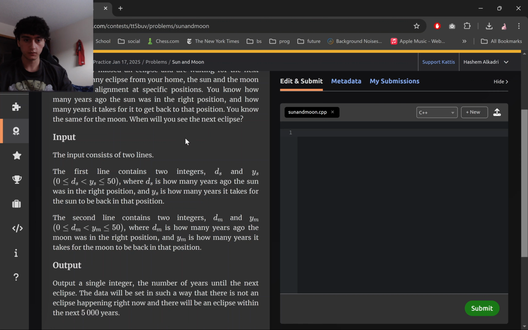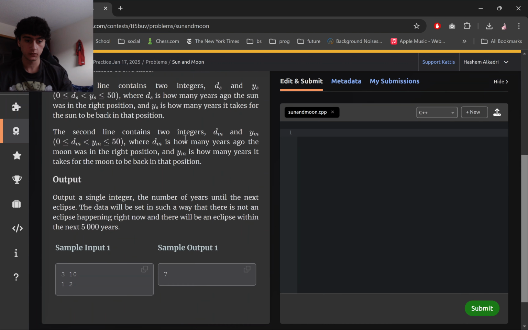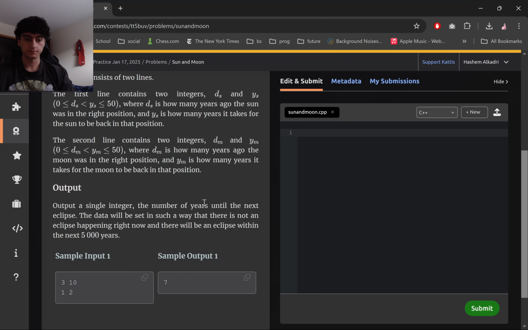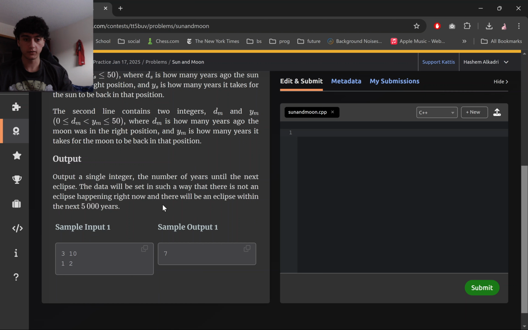The input consists of two lines. The first line contains two integers: how many years ago the sun was in the right position, and how many years it takes the sun to be back in that position. Okay. Same thing with the moon, I'm guessing. Second line contains two integers: so many years ago the moon was in the right position. Okay. The output is a single integer, the number of years until the next eclipse. Okay. It'll all be set in such a way that there is not an eclipse happening right now, and there'll be an eclipse within the next 5,000 years.